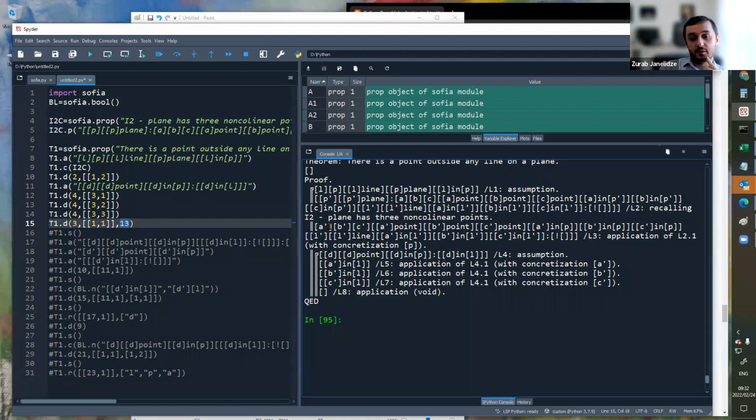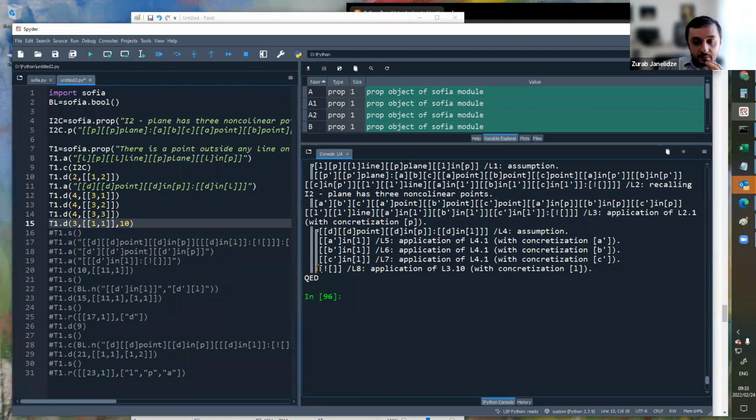Let's count. Position 1, 2, 3. This would be position 4, 5, 6, 7, 8, 9, 10. Aha, it's not 13. Position is 10. And the reason why it's 10 and before it was 13 is because we deleted 3 things basically, right? The statement saying that every 2 points are not equal to each other. Remember, we deleted that. So then we have to put 10 here instead of 13, and then it should work. And it doesn't work indeed.